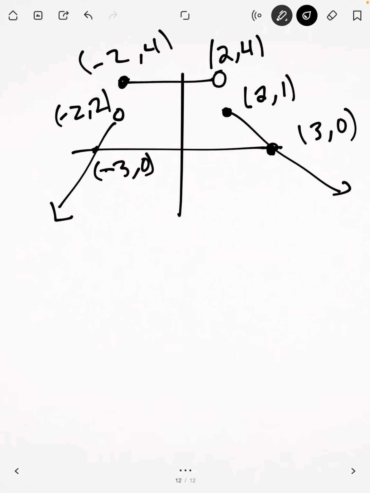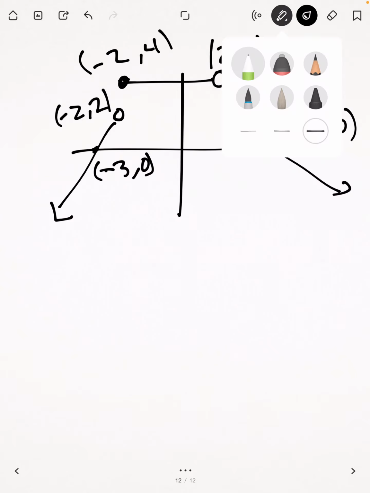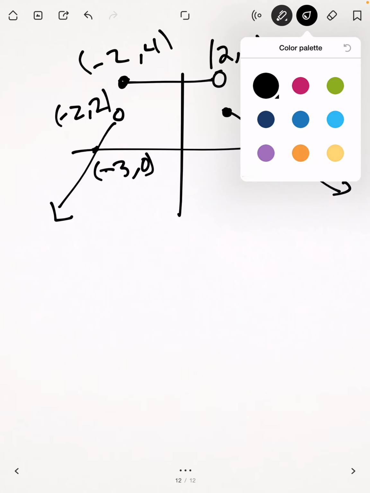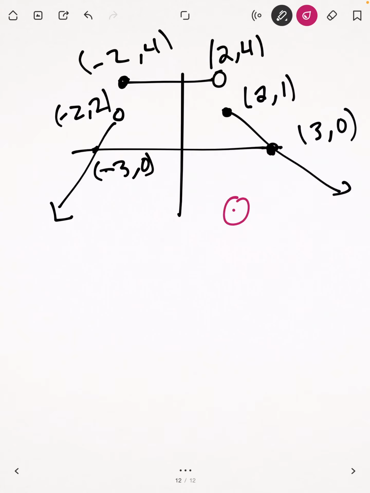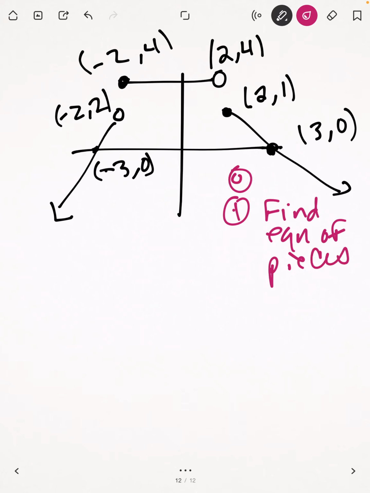So we have a linear function on the left, we have a constant function up top, and a linear function on the right. And so what we can do is we can find the equations of the pieces. And so let me pick a different color. So our steps are 1. Find equation of the pieces. And actually, before we find the equation of the pieces, find the pieces.